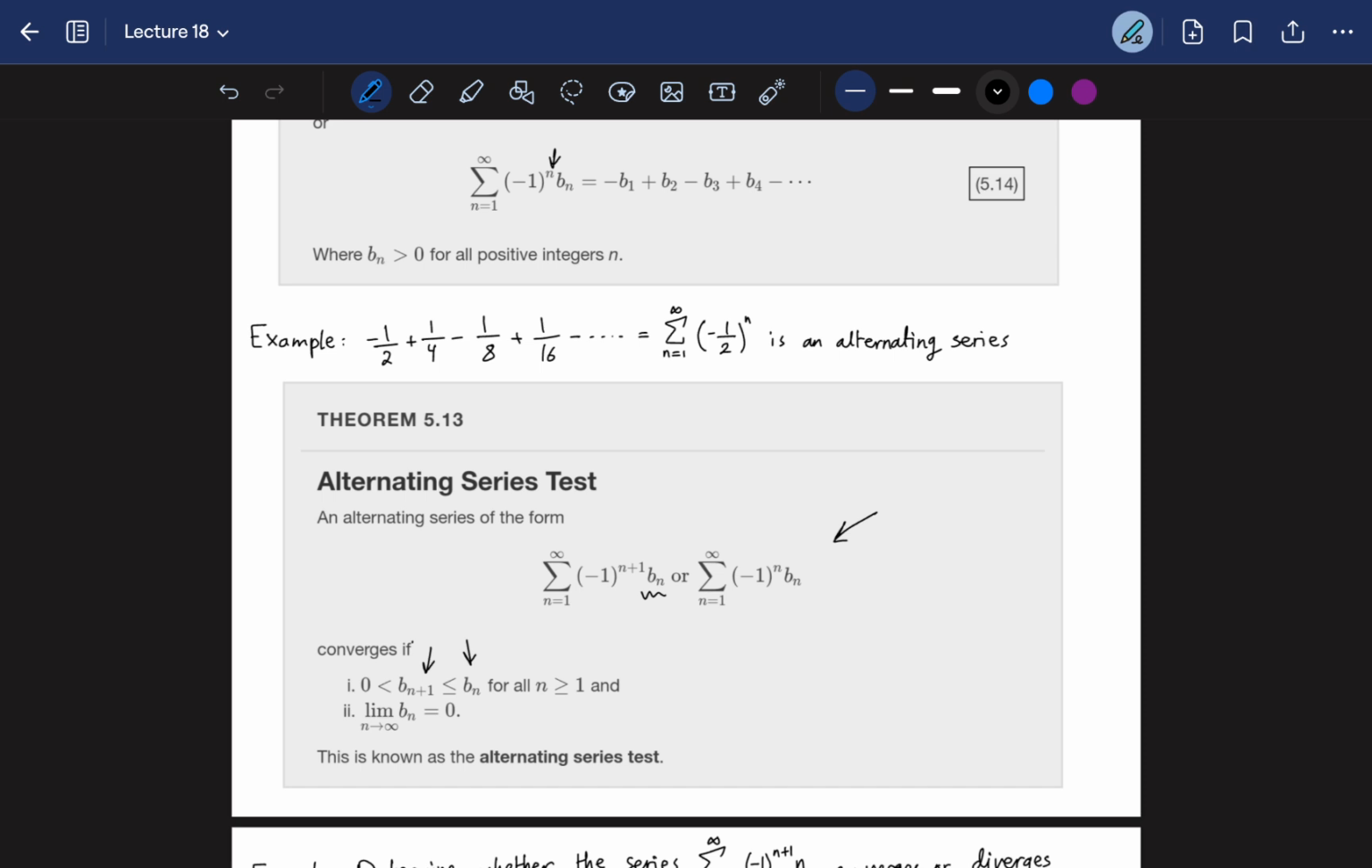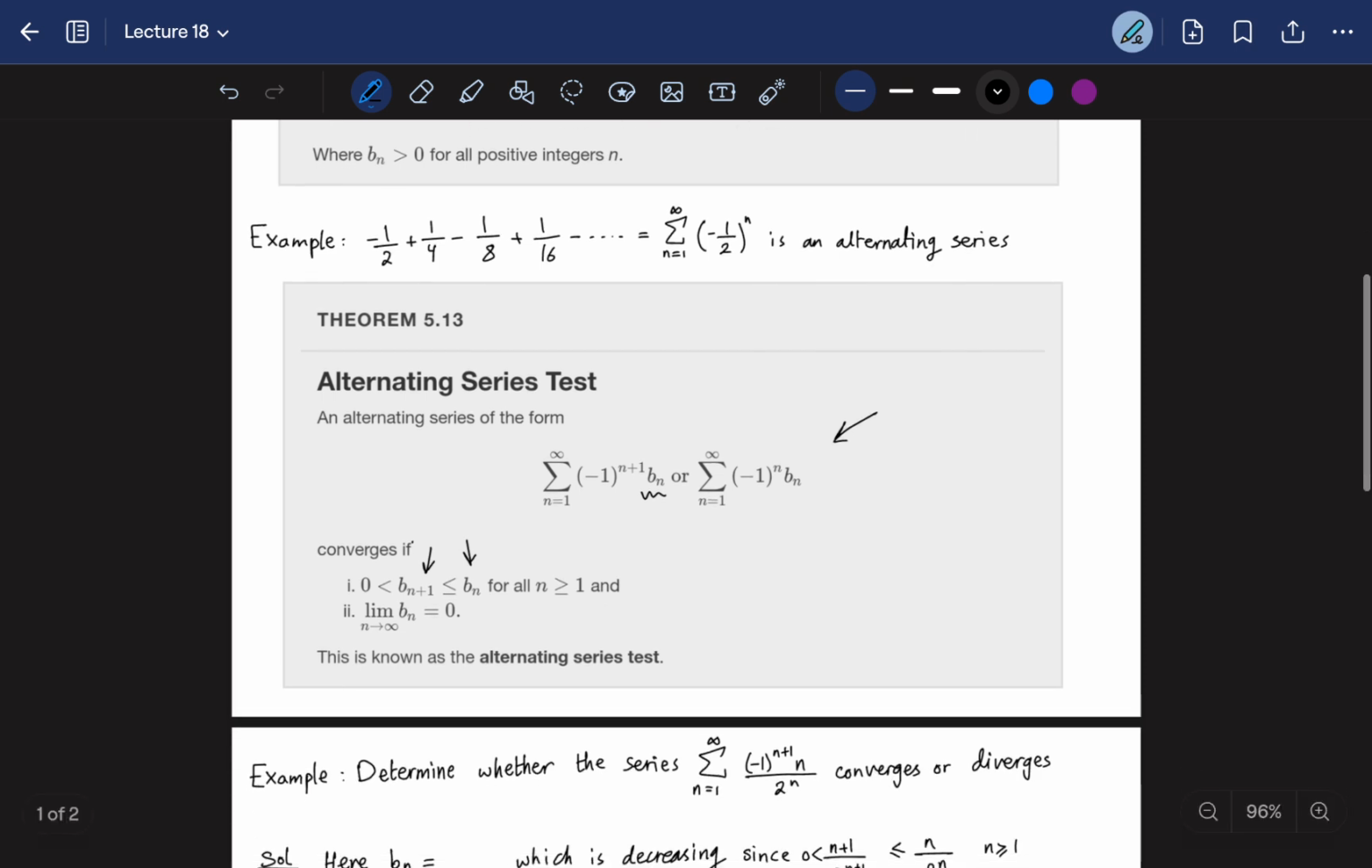If one of these conditions is not there, this means that we need to do further investigation to determine whether my series is convergent or divergent. It doesn't mean that my series diverges. It just means that I need to use a different test to test my series.